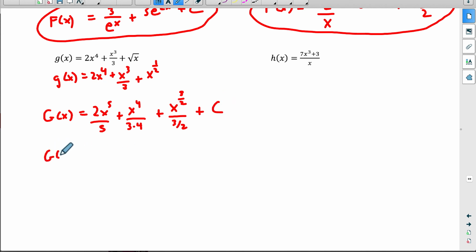Okay, in the first term, there's nothing you can do. So we have 2x to the 5th over 5, or you could write that as 2/5 times x to the 5th. That's fine too. The second one, you can just multiply the denominators. So 3 times 4 is 12.